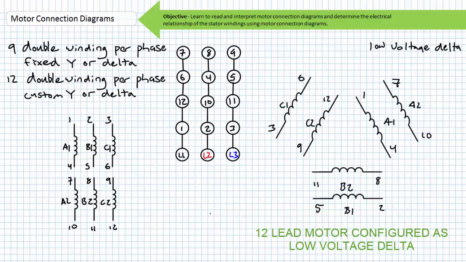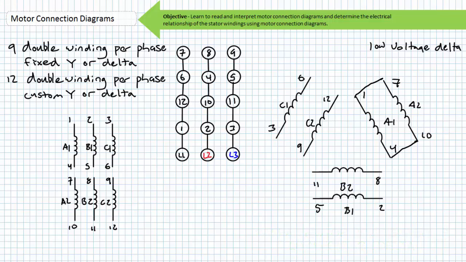Consider a 12-lead motor necessitating a low voltage delta configuration. The parallel low voltage configuration ties together terminals 1 and 7 and 4 and 10, placing windings A1 and A2 in parallel with each other. Then terminals 2 and 8 and 5 and 11 are tied together, placing windings B1 and B2 in parallel with each other. Then terminals 3 and 9 and 6 and 12 are tied together, placing windings C1 and C2 in parallel with each other.